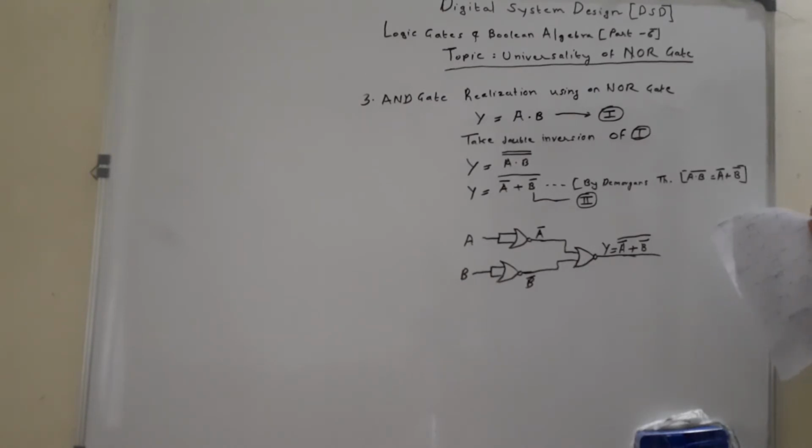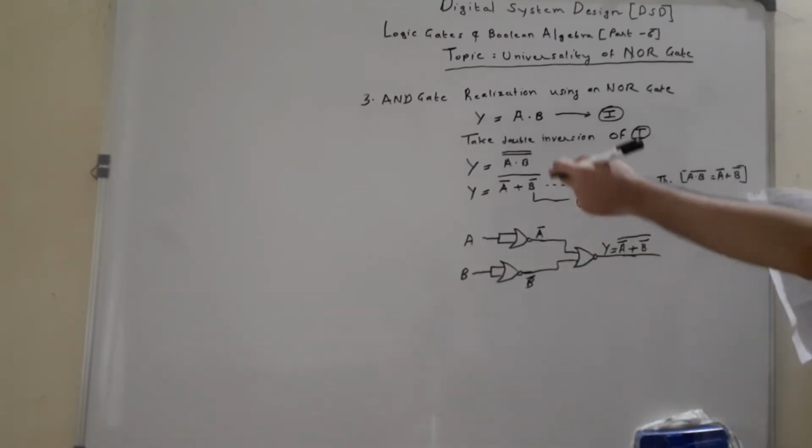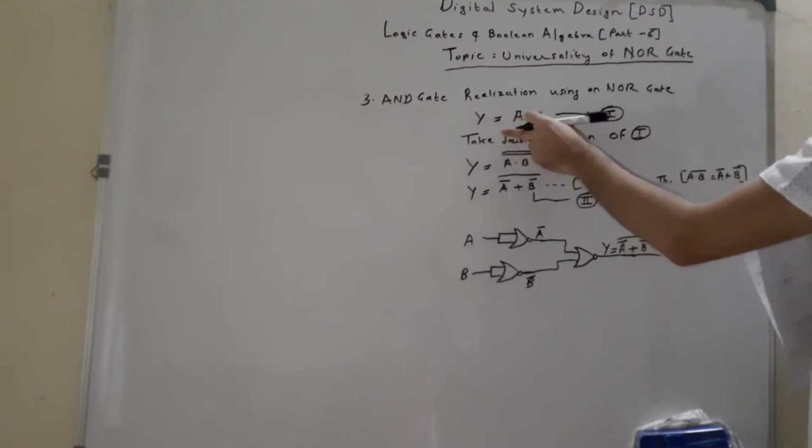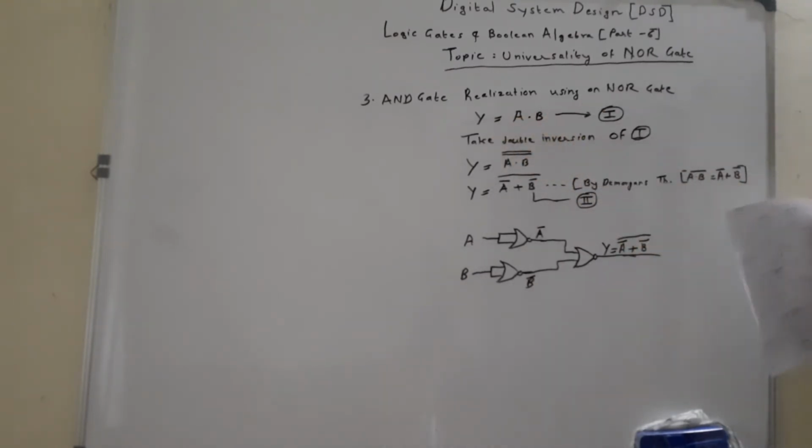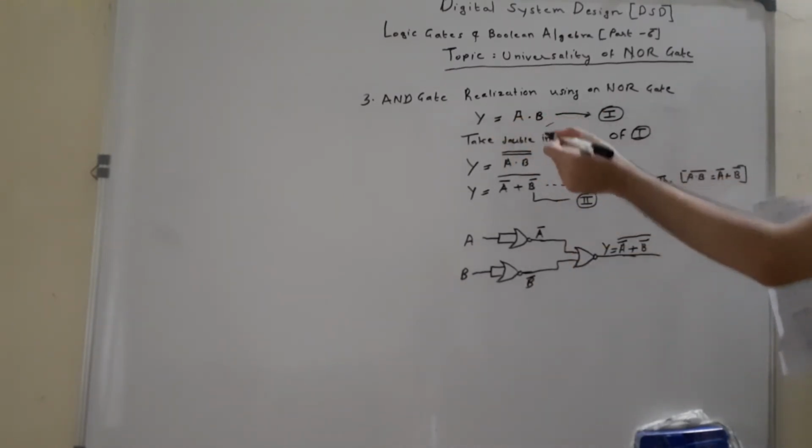So now we move on to realize an AND gate using a NOR gate. How will you go about realizing an AND gate using a NOR gate IC? What is the logic expression for an AND gate? Y is equal to A into B. Now we want to realize this particular expression using only NOR gates.